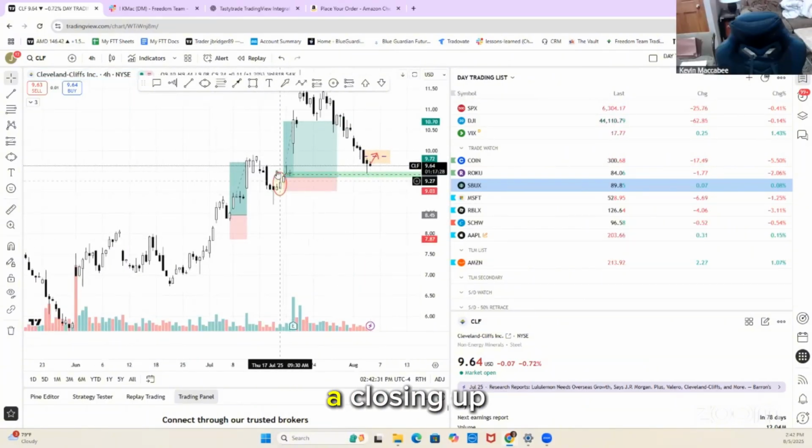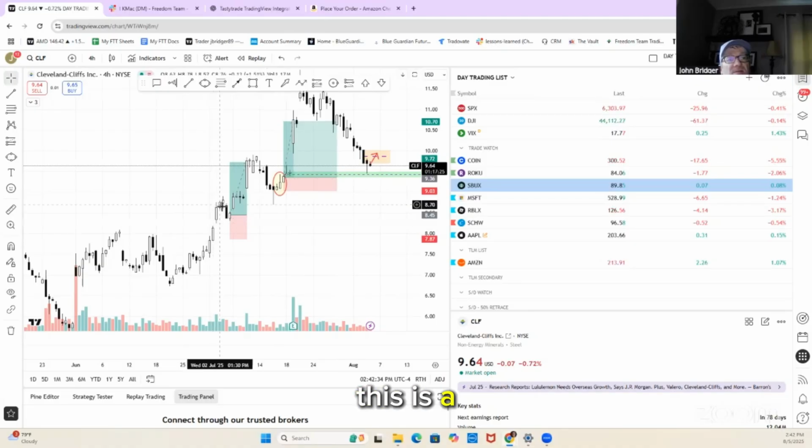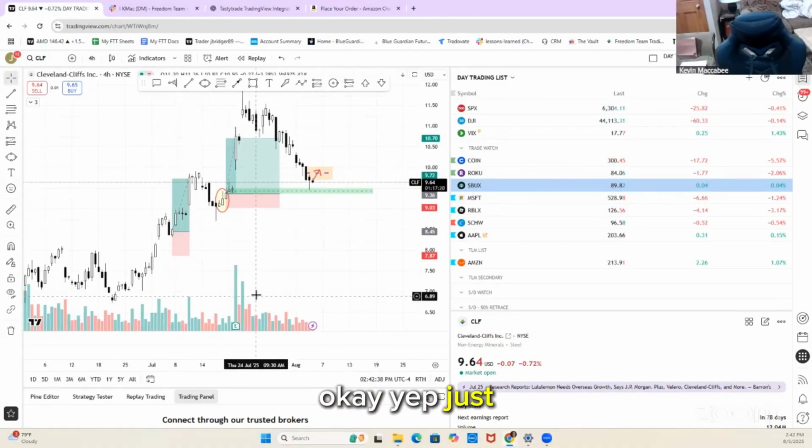One shows more of a closing up inside resistance. This is a reversal. Okay. Yep. Just want to point that out to you.